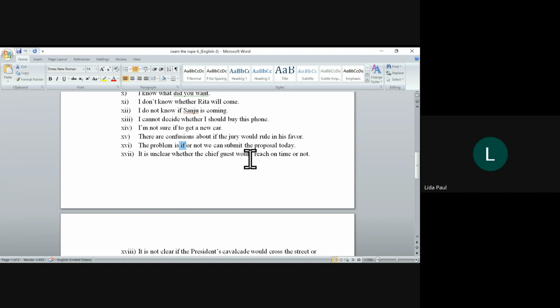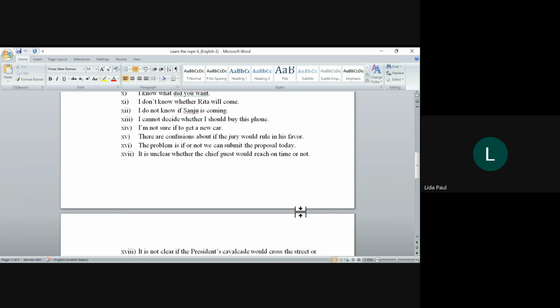The problem is whether or not we can submit the proposal today, but the problem is if we can submit the proposal today or not, or the problem is whether we can submit the proposal today or not. If or not goes towards the end, then you use either if or whether, but if it is occupying the middle position, anywhere other than the end of the sentence, then it has to be whether. Got it? Okay.